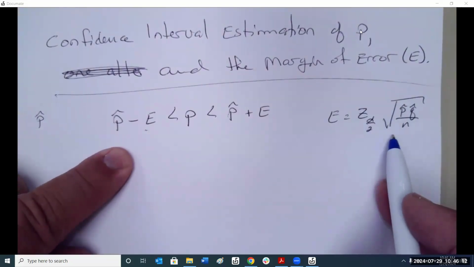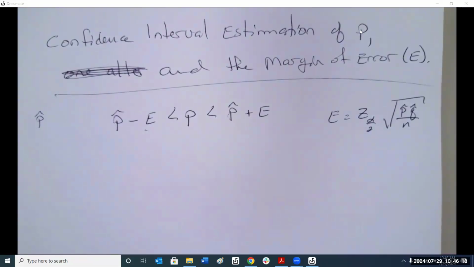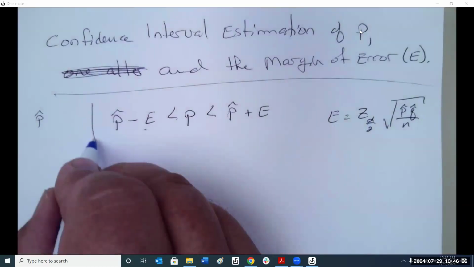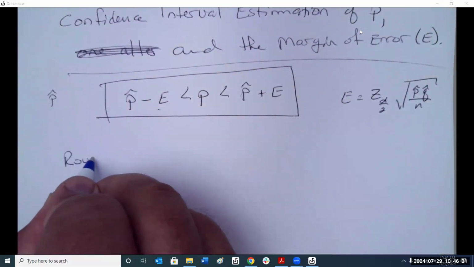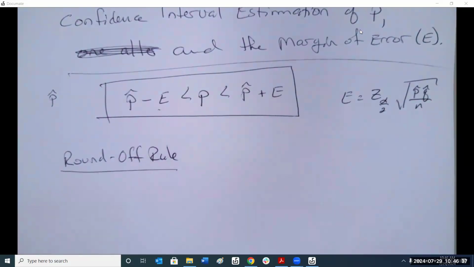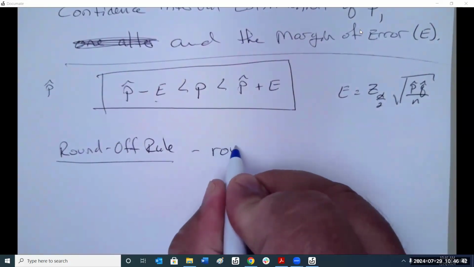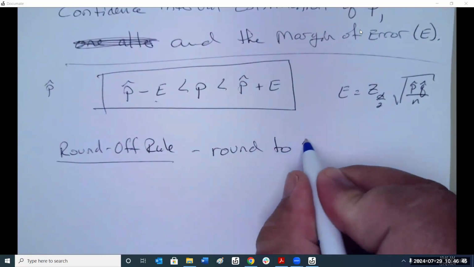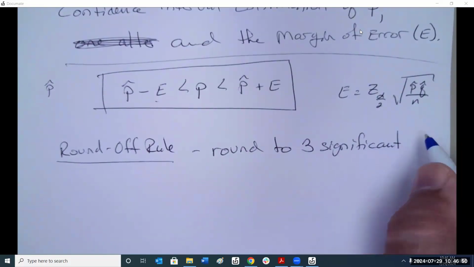Then we calculate the margin of error, and we add and subtract that value. So this is what we'd use. Round to 3 significant digits.